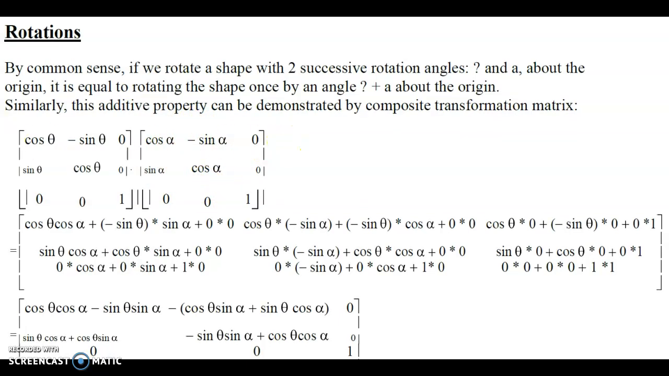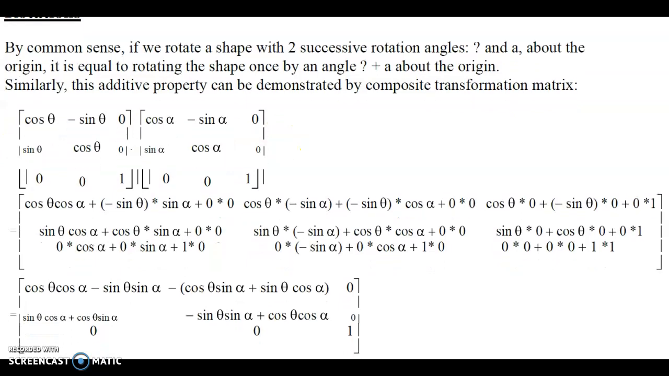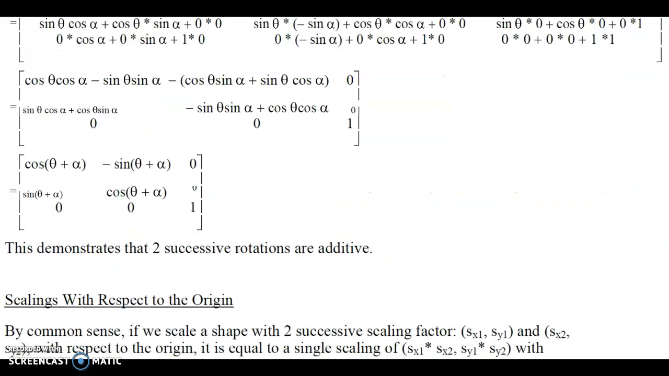If we multiply these two matrices, we can see that the final transformation matrix is the sum of both rotations. So theta plus alpha: cos of (theta plus alpha), minus sine of (theta plus alpha), 0, sine of (theta plus alpha), cos of (theta plus alpha), 0, 0, 0, 1. This demonstrates that two successive rotations are also additive.